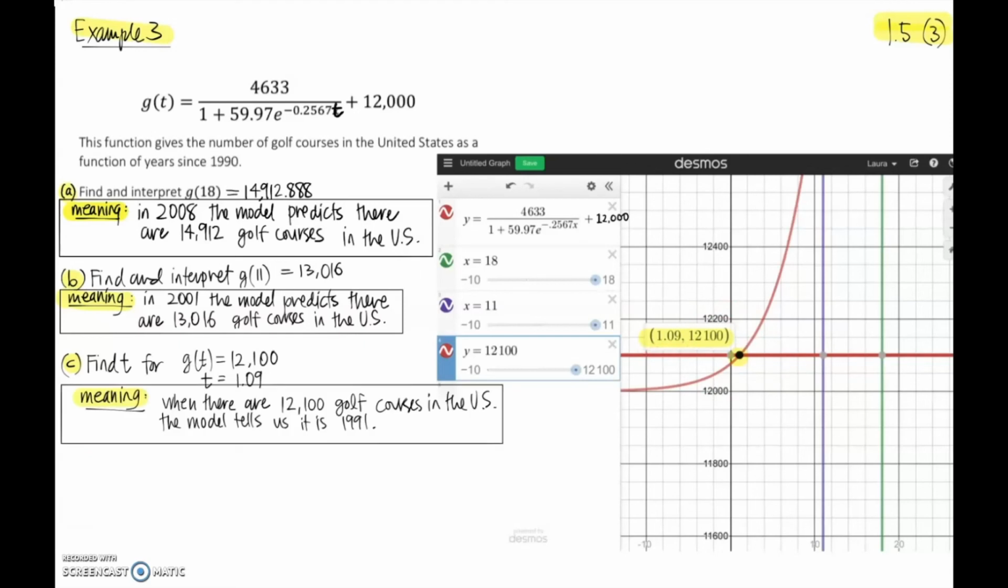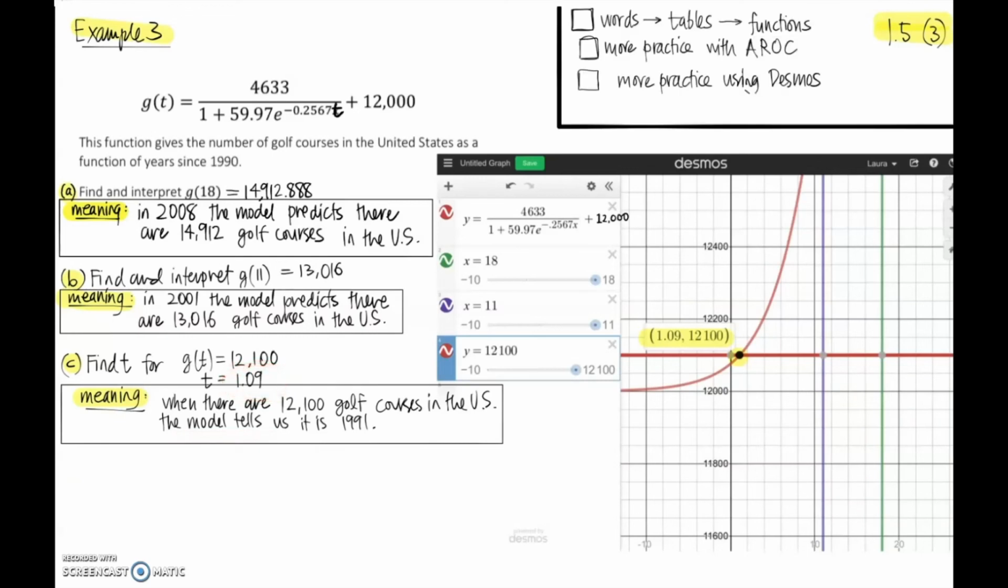They didn't ask us to, but we'll go ahead and interpret the meaning of this answer. When there are 12,100 golf courses in the U.S., the model tells us that it's 1991, that it's 1 year after 1990. Some of the things that we were able to do today are we were able to take a lot of wordy problems and get the information out of them into a table and then sometimes construct a function. We were also able to get more practice using the average rate of change in that example one, and a lot more practice using Desmos too. So a great section.